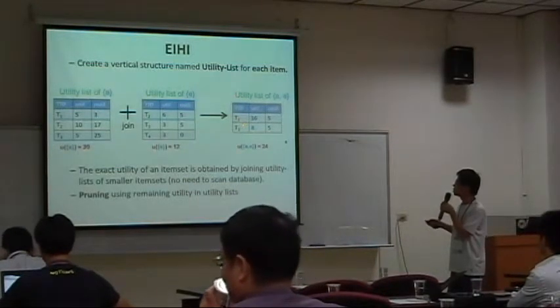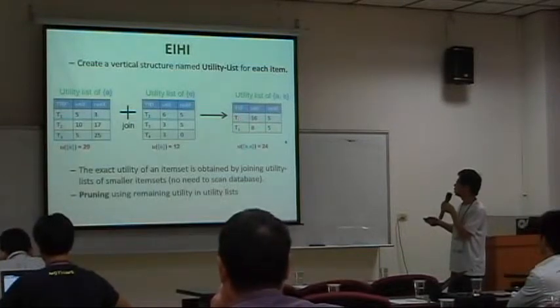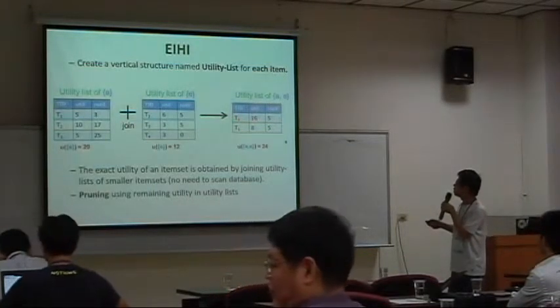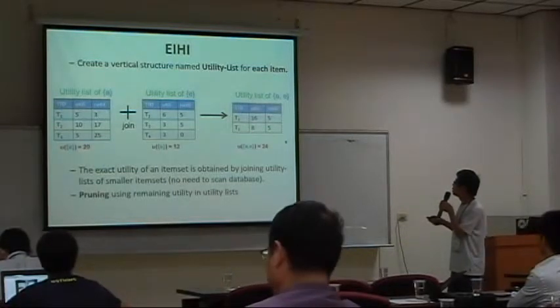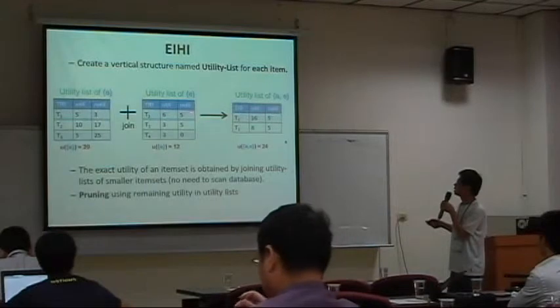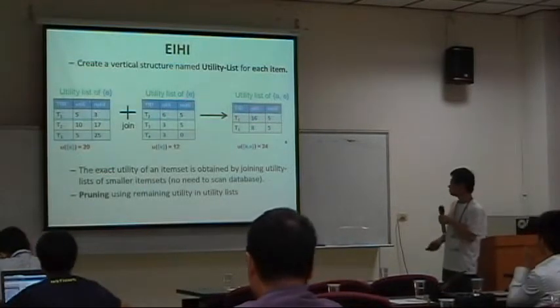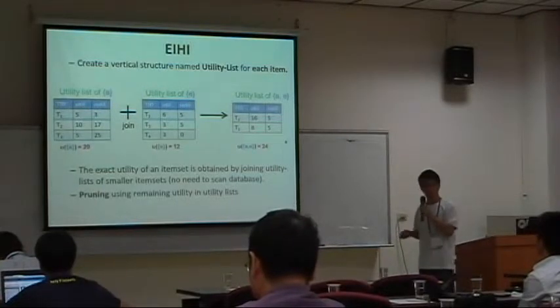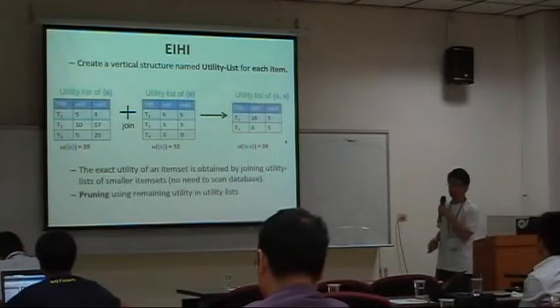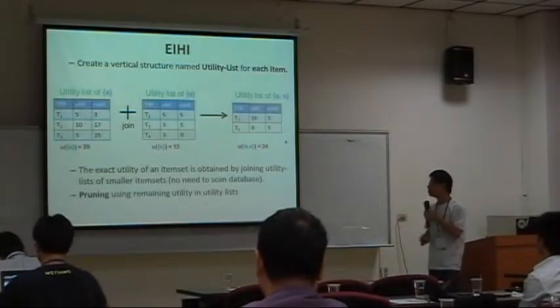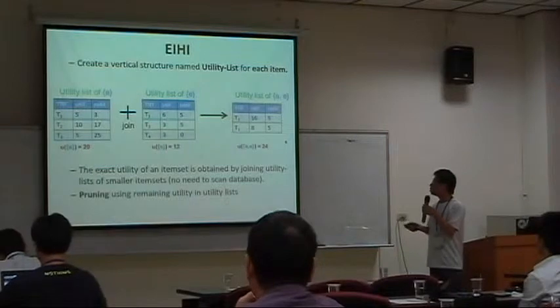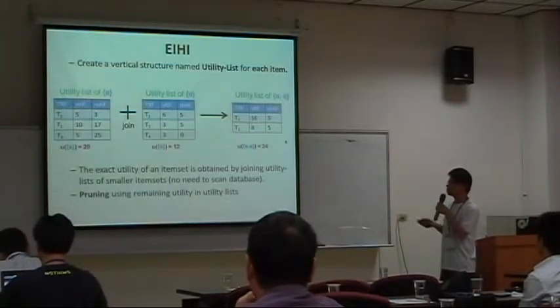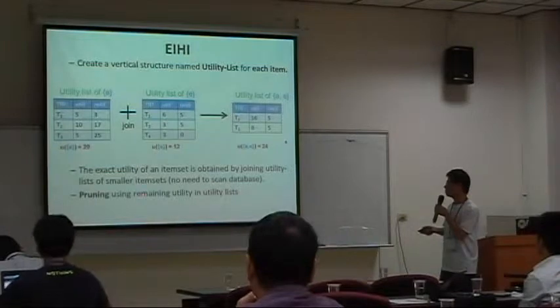The common transactions are transactions 2 and 3, so the TIDs are T2 and T3. The utility value is 10 plus 6, and then the remaining utility is the same as that of the last item E. So we can see that the actual utility of each itemset can be obtained by joining the utility lists of the smaller itemsets to combine their utilities, and they do not need to scan the original database. So this structure is very efficient compared to the previous approach. And then several pruning strategies can use the remaining utilities.